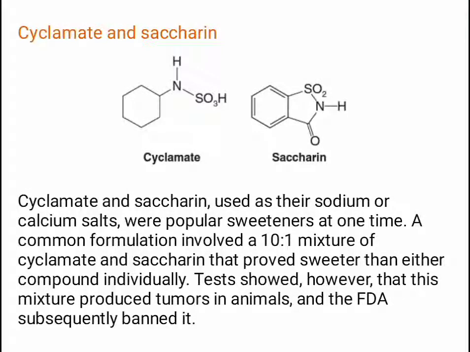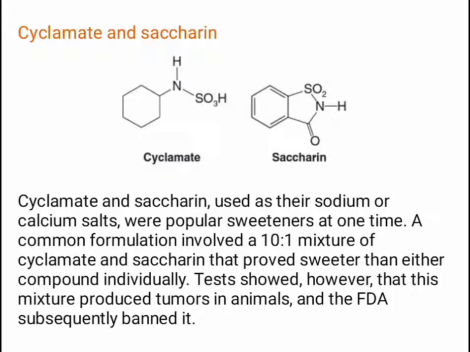Cyclamate and saccharin. At first look at the structure of cyclamate, and this is the saccharin. Cyclamate and saccharin, used as their sodium or calcium salts, were popular sweeteners at one time. A common formulation involved a 10:1 mixture of cyclamate and saccharin that proved sweeter than either compound individually.